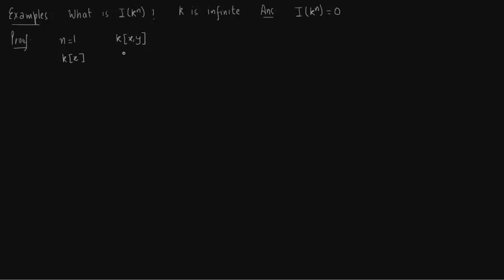For the case k[x], where n is 1, it is very clear: since k is an algebraically closed field, every polynomial f(x) will split into its roots. So you have something like this, a finite number of roots a1 to ad. Obviously this polynomial does not vanish everywhere. In fact, if you choose numbers other than the roots, then the polynomial will not vanish.